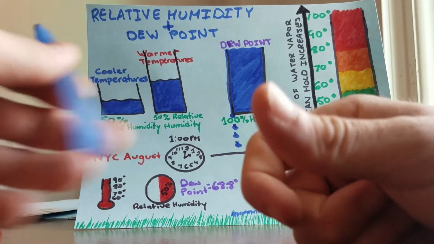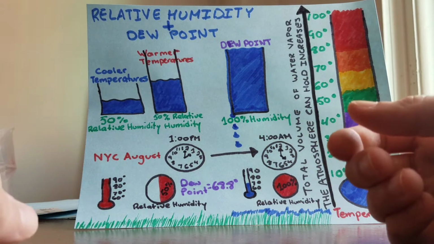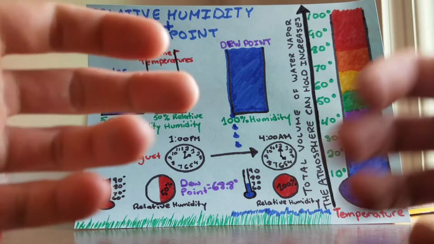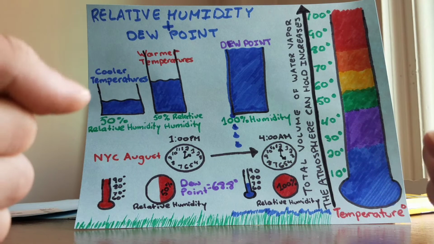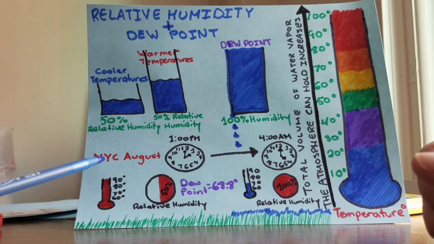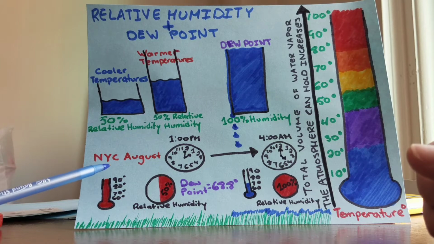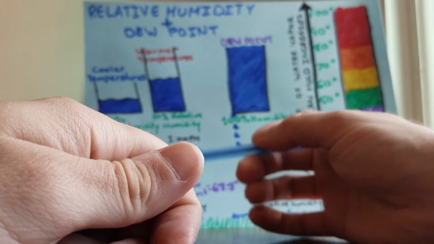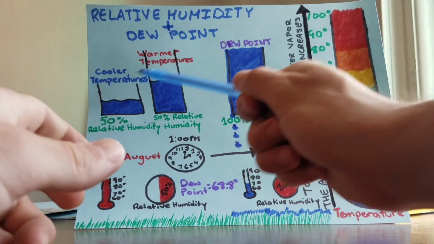Okay, so let's use something that you guys would know. When you guys feel humid during the summer, let's take a very oppressively hot and humid day in New York City in August. Okay, let's say that the temperature is 98 degrees. Okay, it's 1 o'clock in the afternoon. The relative humidity is at 50%, just like these glasses of water.